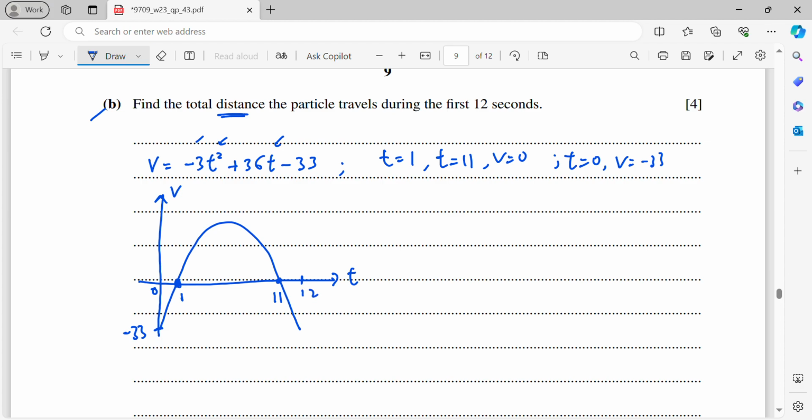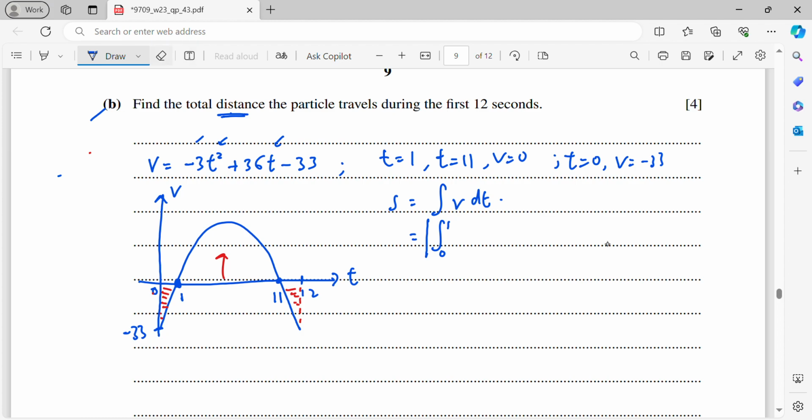Okay, so what to do here is, we know that your distance, s, equals to the integral of v dt. But when you refer to the graph, the region from 0 to 1 is basically below the x-axis. 11 to 12 is also below the x-axis. That means for your integration, you have to put modulus. But for t equals to 1 until 11, the region is above the x-axis, so no need to put modulus for your integration. That means here I will just write for 0 to 1, I have to put a modulus.